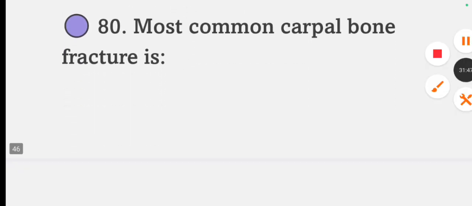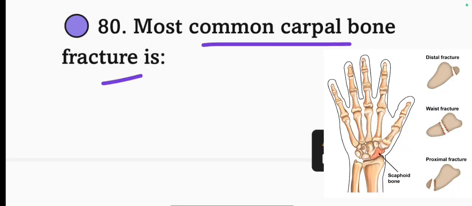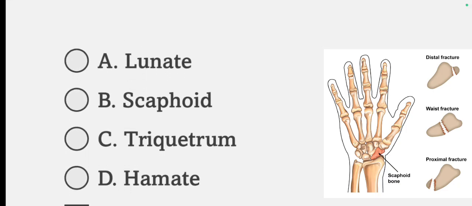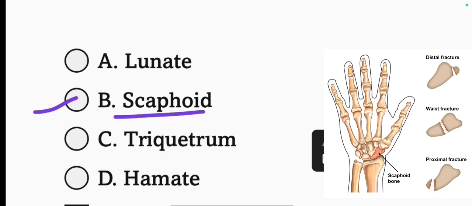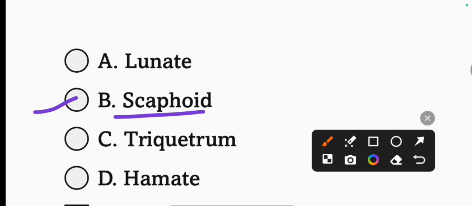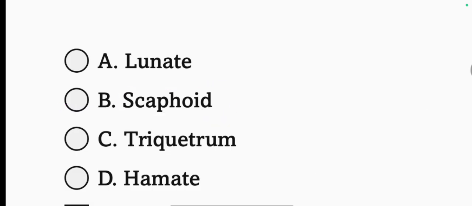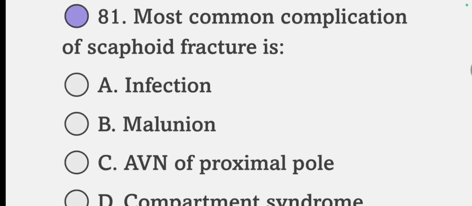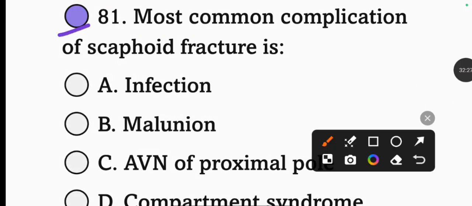Now come to 80 questions. Most common carpal bone fracture is. So I think you all must know. Most common is scaphoid fracture. So the B option given is the correct option: scaphoid. Why? Because it has very common complications, high risk of non-union and AVN, and the blood supply is very poor, a retrograde blood supply. A common sign is tenderness in the anatomical snuffbox. Scaphoid injuries mechanism is a fall on an outstretched hand. Okay, outstretched wrist. Now come to 81 questions.